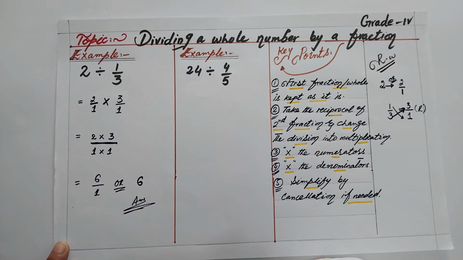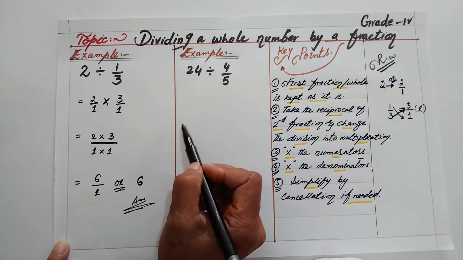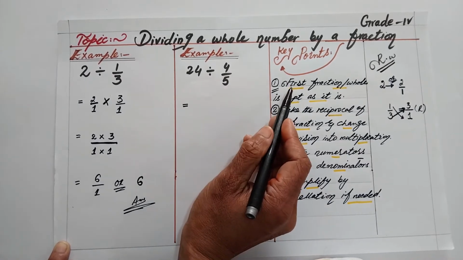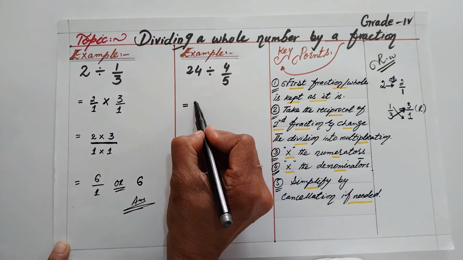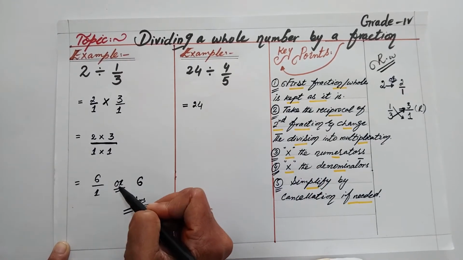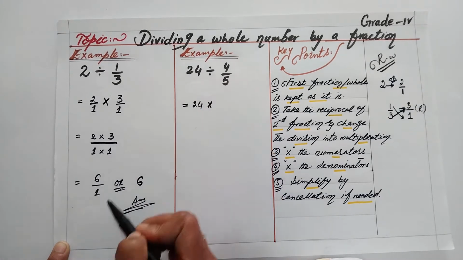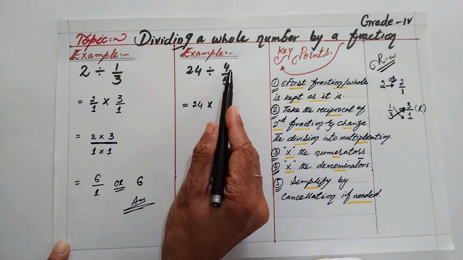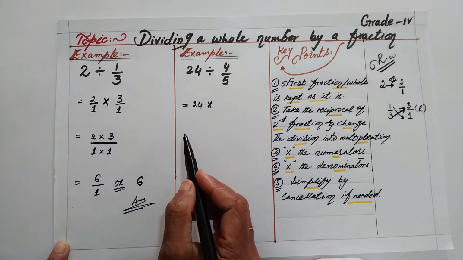Clear? Come to the second example. 24 divided by 4 over 5. So according to the rule, the first fraction or whole number is kept as it is, meaning 24 will be as it is. Change the division sign into the multiplication sign, and then take the reciprocal of the second fraction. So what will be the reciprocal of the second fraction?